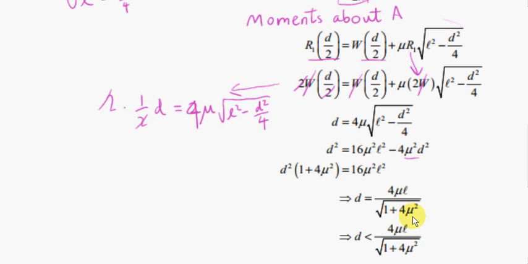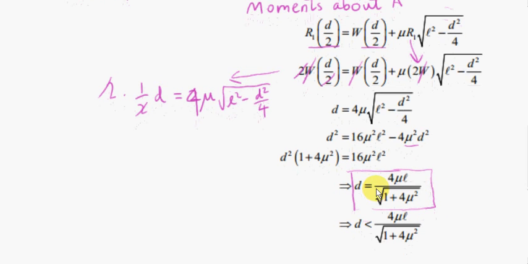So this is the distance between the rings when the rings are on the verge of slipping. This means that if the rings are any further apart than this quantity, then they will slip towards each other. If the distance between the rings is less than this quantity here, then the rings will remain at rest. Intuitively, that makes sense.